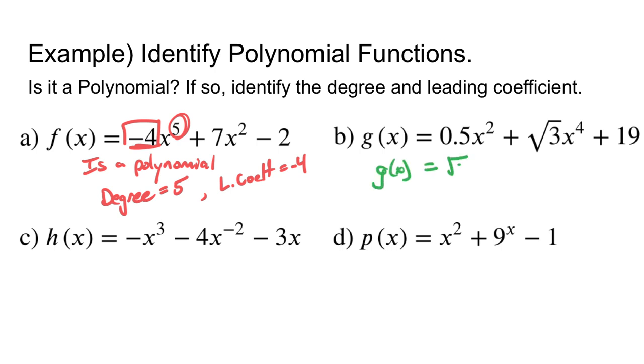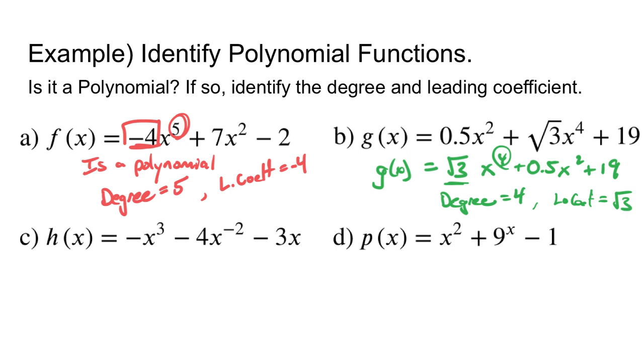So I can put that square root of 3, x to the 4th first, and then I can put the plus 0.5 x squared next. So that will allow me to identify the degree pretty easily, which is the highest exponent of 4, and then the leading coefficient, which is the number that's in front, as being the square root of 3. So it is a polynomial.